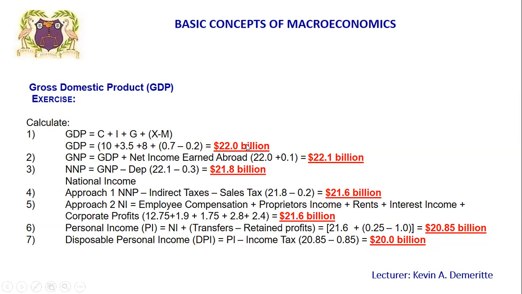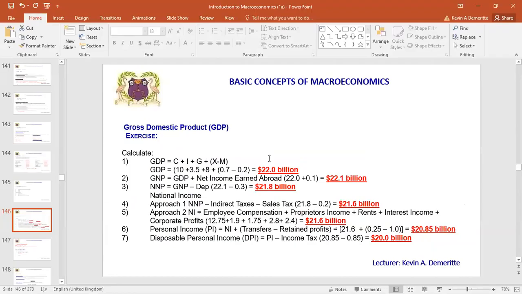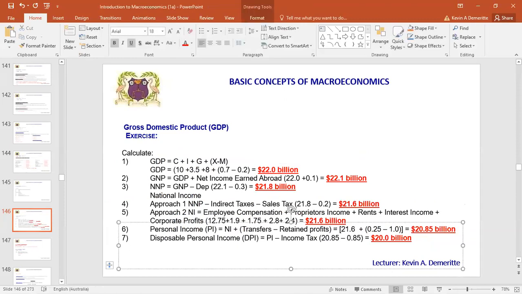That should be million, not billion. I don't see why it's billion, it's millions. So 22 million minus 100,000, sorry, plus 100,000 is 22.1 million, not billion. All right, so that gives us GNP.